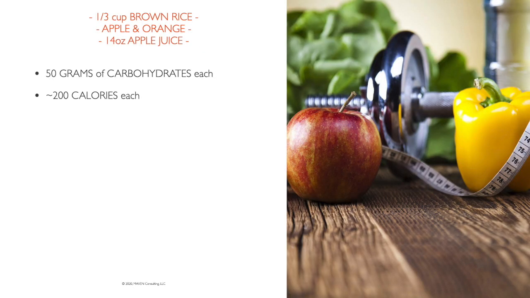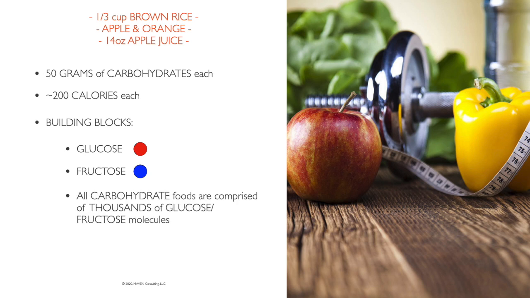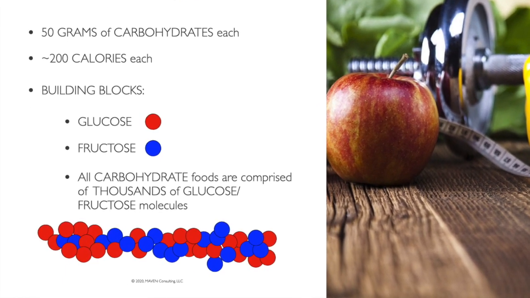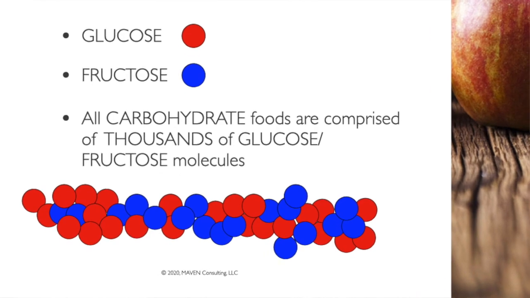Now, the biggest similarity between these foods is the fact that all of these carbohydrate foods, and in fact all of your carbohydrate foods in general, your brown rice, your pasta, your bread, all those foods are comprised of two tiny molecules. In particular, they're called glucose and fructose. So every carbohydrate food that you consume contains thousands and thousands of tiny molecules called glucose and fructose. So on the screen, we see that the glucose molecule is red and the fructose molecule is blue. If you were to take a piece of bread or a piece of pasta and look at it under a microscope, what you'll see is the image on the bottom of the screen. You just see thousands and thousands of these different molecules that are in the food.